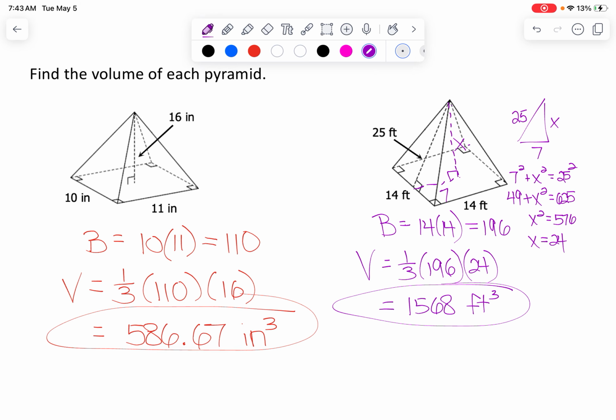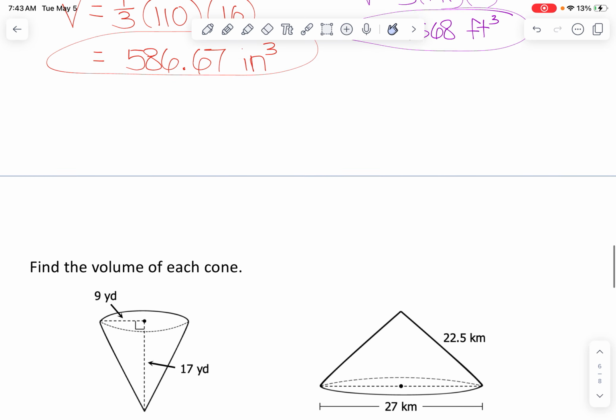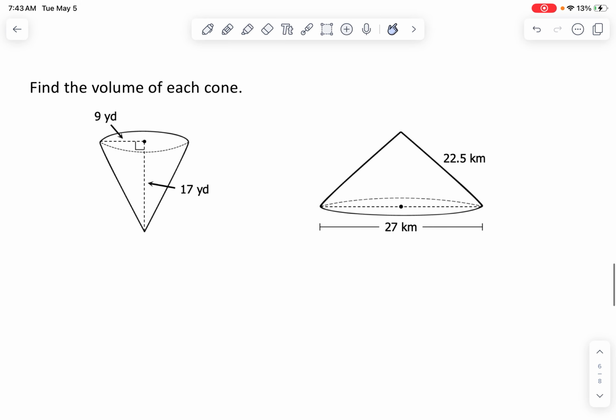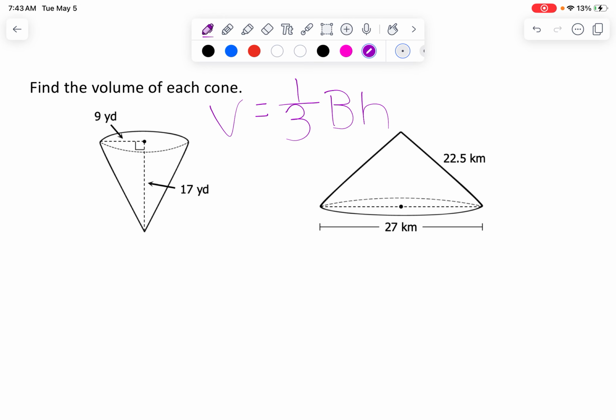So how about cones? Cones, again, we said before, are the same formula. Volume is equal to 1/3 base times height. But remember, the base for a cone is a circle, and the area of a circle is pi r squared. So it's really 1/3 times pi r squared times the height.